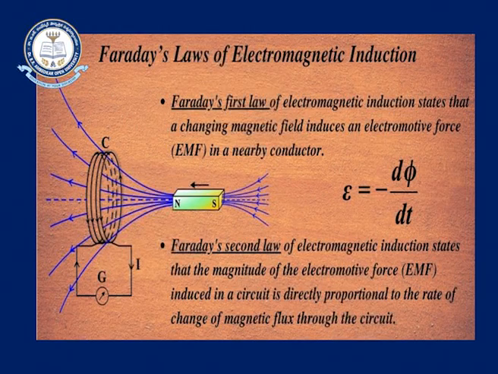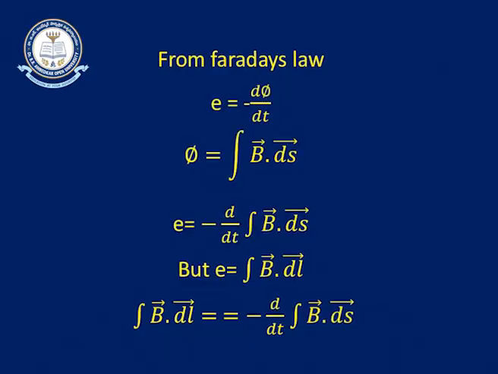EMF and flux are both opposite to each other, in opposite directions. This is about Faraday's law. Using this Faraday's law, now we will see the derivation part. What is the basic first point of Faraday's law? We have the formula E equal to minus d phi by dt.